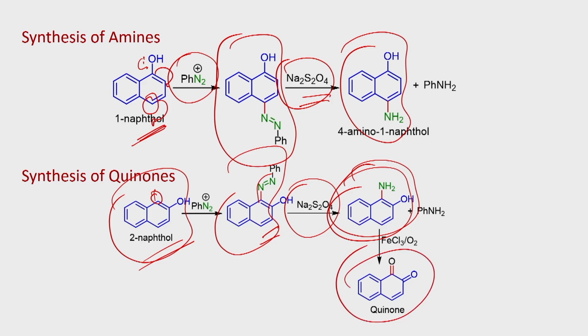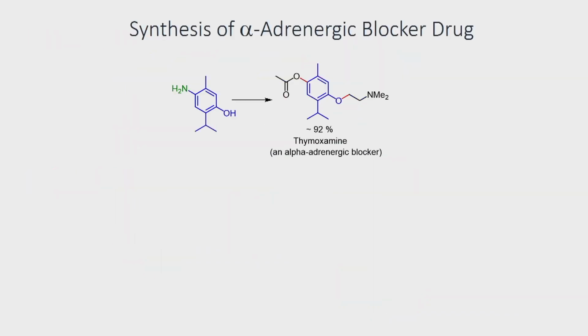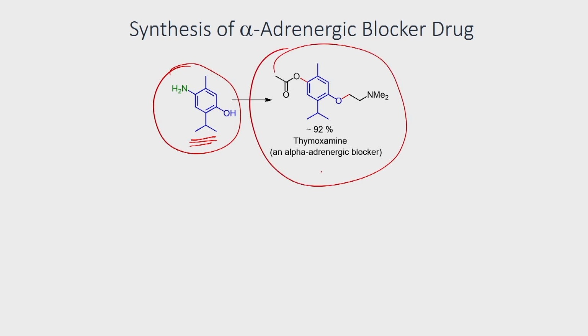So as you know, diazonium salts find wide applications, not only to make dyes, you can also use them as precursors to make a variety of substituted aryl derivatives. The next example involves application of diazonium salt in medicinal chemistry. Now let us look at this substituted phenol derivative. Once we have this one, it can be converted into this drug thymoxamine, which is widely used in urology.